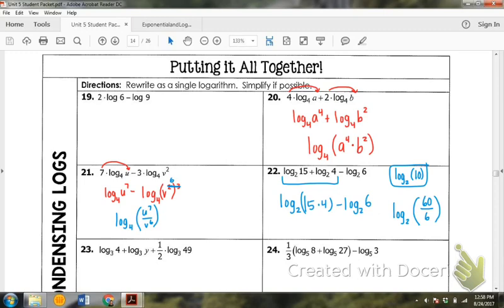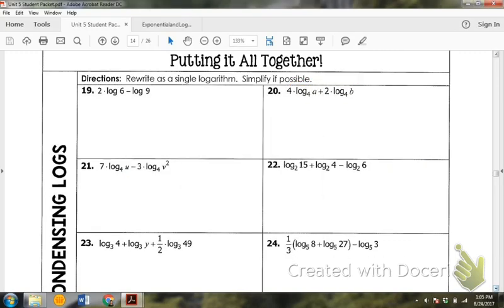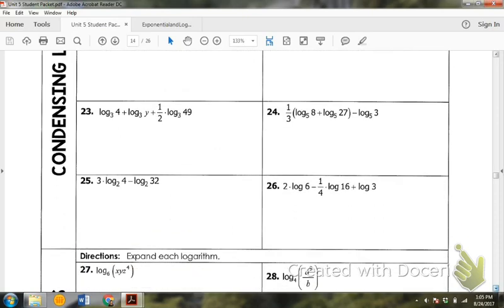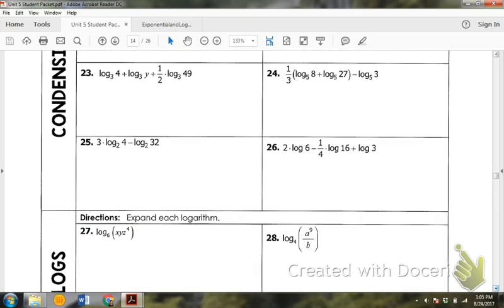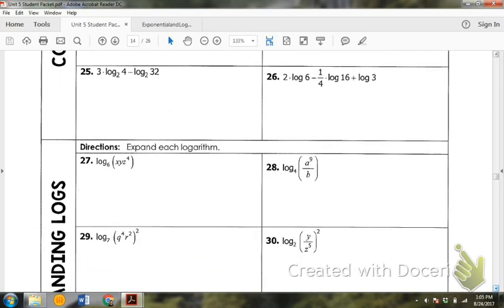Okay, let's take a look. Let's do one that's a little bit harder. Not a big deal, we're going to get to it. Let's do 26.